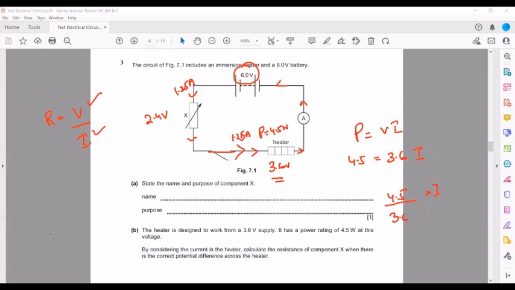Now we have the current, so we can find the resistance. We can solve this part. Resistance is the ratio between voltage and current. The voltage is 2.4 and the current is 1.25. So 2.4 divided by 1.25 is equal to 1.92 ohms. So the resistance is equal to 1.92 ohm.